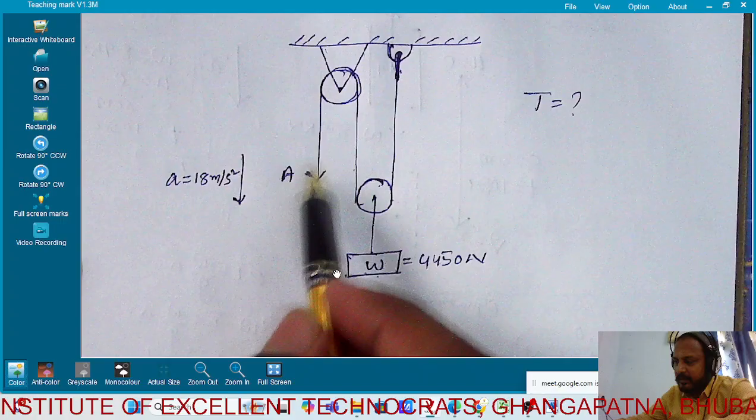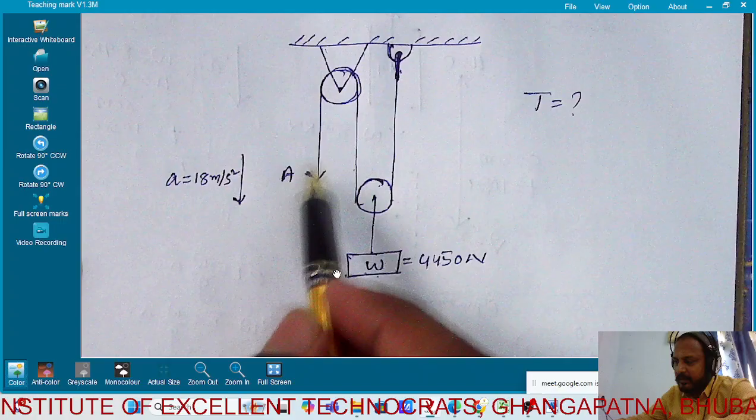Do you have any doubt? You can see. Because the string is the same, the tensile force in all the strings is T, or not? Yes or no? Yes, sir.